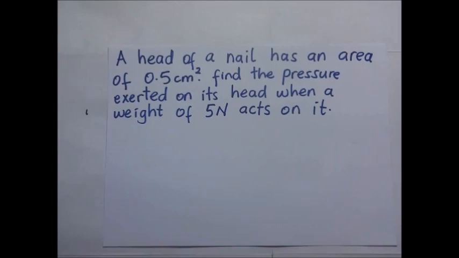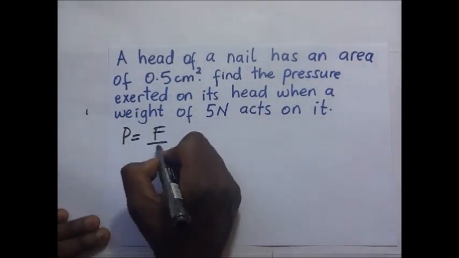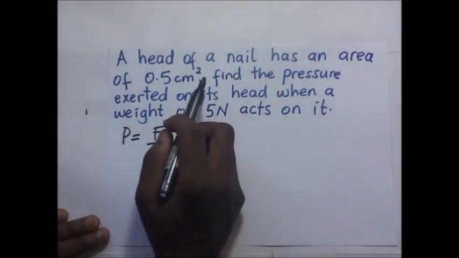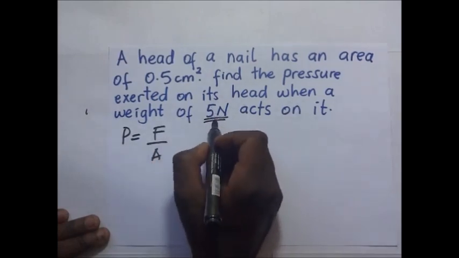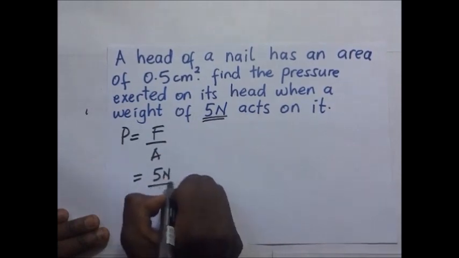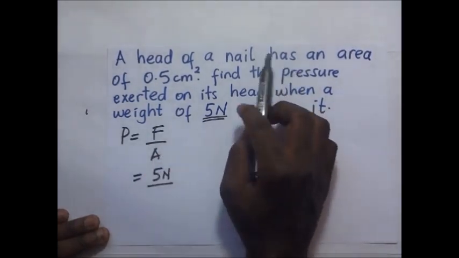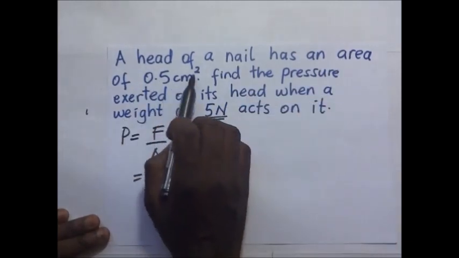The head of a nail has an area of 0.5 centimeters squared. Find the pressure exerted on its head when the weight of 5 newtons acts on it. So pressure is going to be equal to force over area. If this nail is being acted on by a weight of 5 newtons, it means that the force is going to be equal to 5 newtons. Divide that by the area. Now, the area is 0.5 centimeters squared.